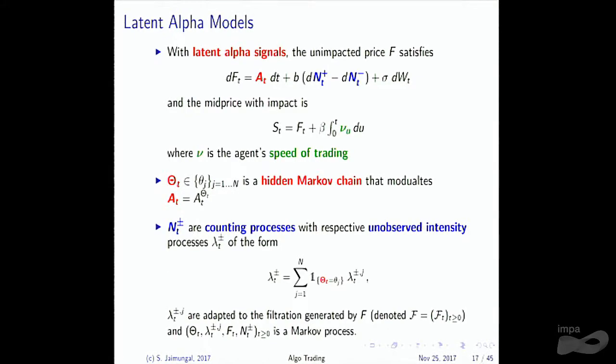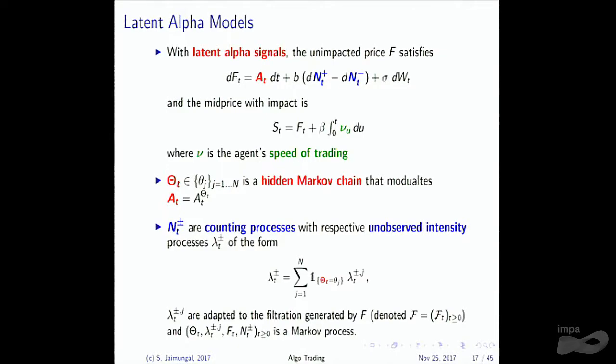This fundamental price can have 3 different components to it. There's a diffusion, so this is Brownian noise. Then there's a pure jump component to it, and I'll explain what the N plus and N minus are. And there's some sort of drift term. The latent aspect to things comes in the following way. This process A, we don't observe it exactly. We don't know it. We think, for example, that it's driven by a hidden Markov chain.